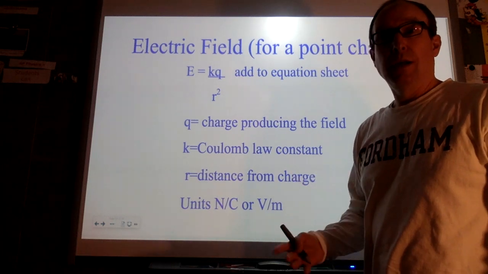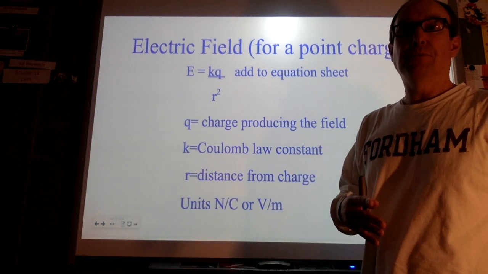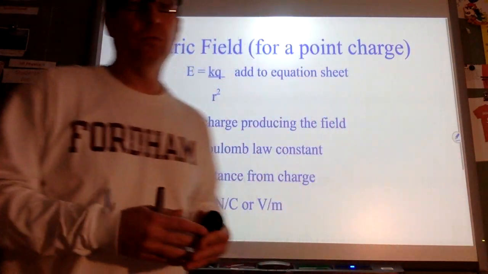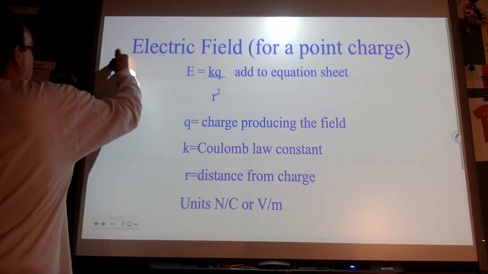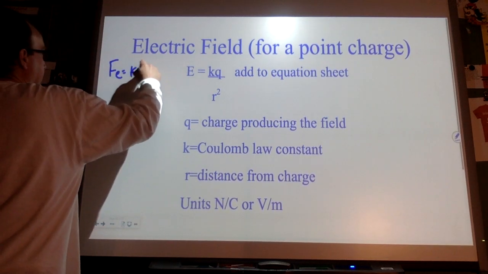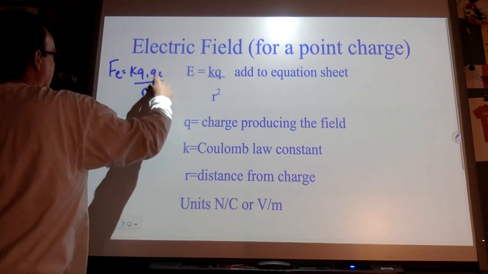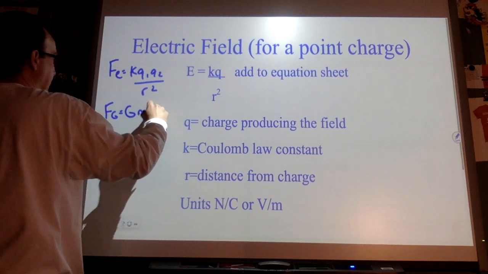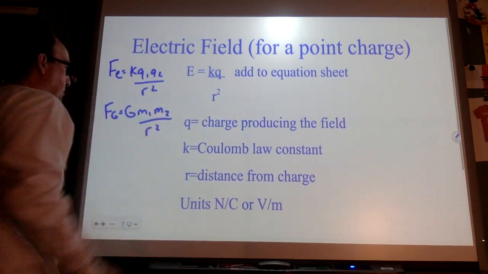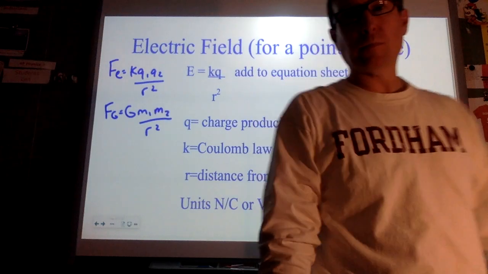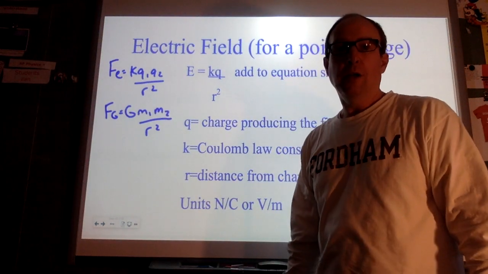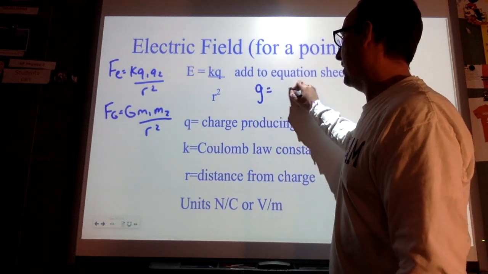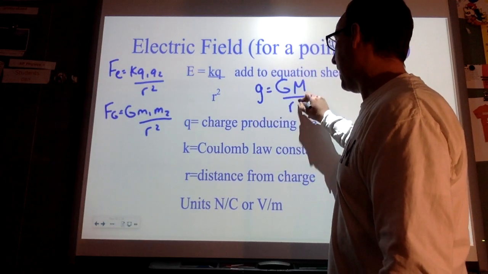Now, to get this back to Newtonian mechanics, let's connect this to something we already know. We have our electrostatic force. That's K, Q1, Q2 over R squared. We have our gravitational force. That's G, M1, M2 over R squared. We have an equation that looks just like this, and it's that little g equals Gm over R squared.